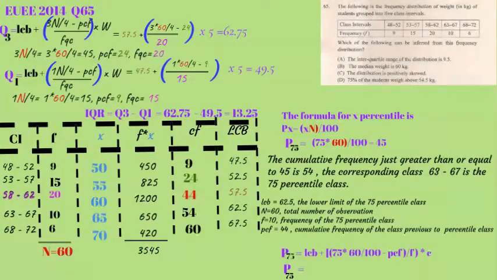If 75% of the student weight is above 54.5 kilogram, which is not. All right, just remember the formulas to do all the statistics questions. Next, let's see the next question.